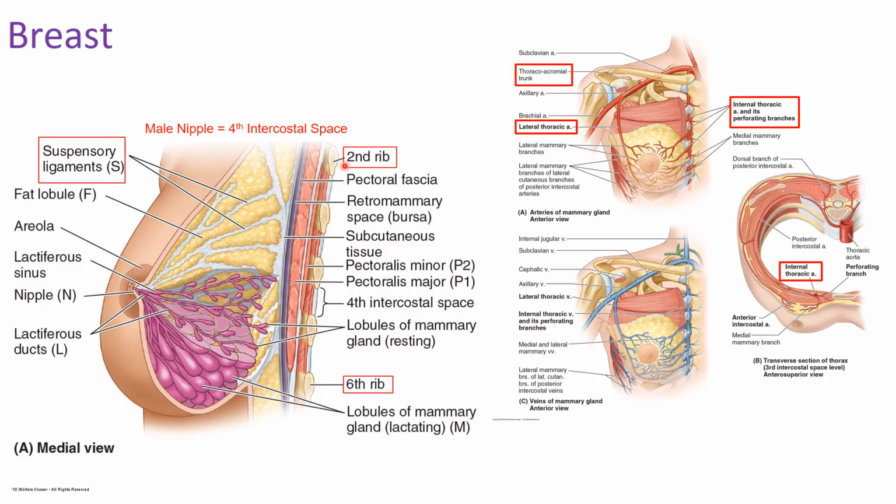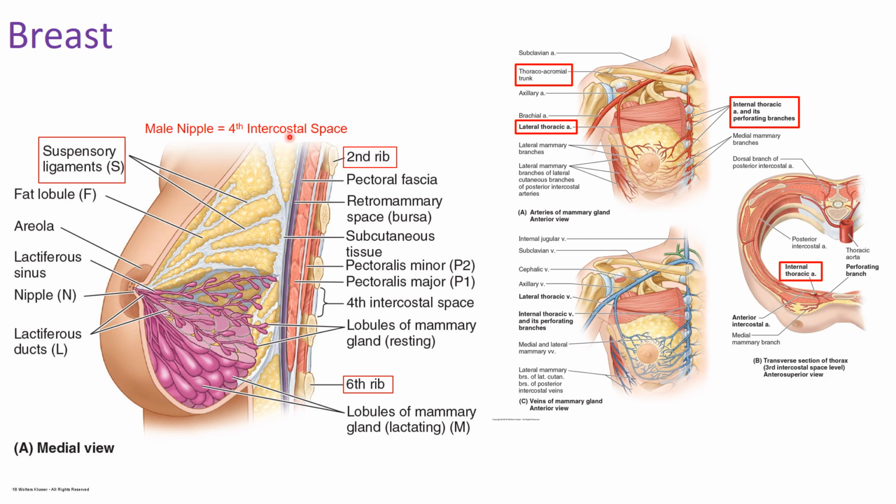Okay, now talking about the breast. The breast is the most prominent part of the anterior pectoral region. Now, I want to point out that the breasts are suspended by the suspensory ligaments. This is going to be a really important thing when we come to one of our clinical correlations at the end. Now, in males, the nipple corresponds to the 4th intercostal space.